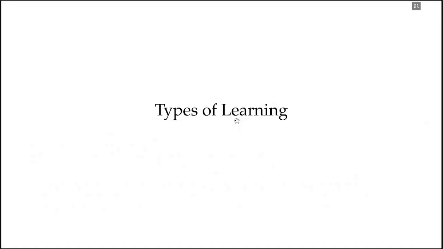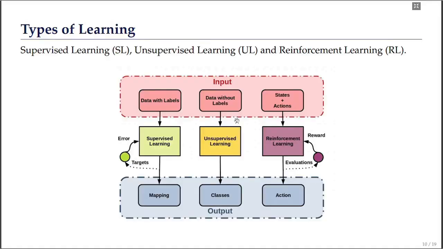Now let's consider the different types of learning. Based on the type of feedback or learning signal, there are three common types of learning. One, supervised learning, the other, unsupervised learning, and the third one is reinforcement learning.